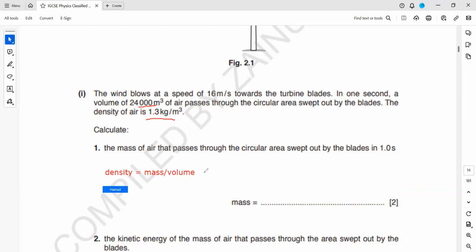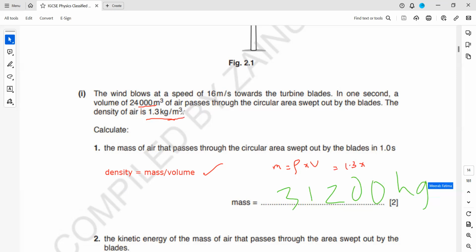So density is mass over volume. So if we need the mass, mass will be density times volume. Density is 1.3 because it is already in kilogram per meter cube, and volume is already in meter cube. So we multiply. We got 31,200 kilogram. When the value is too large or too small, the best thing is to write it in scientific form, like 31.2 times 10 to the power 3 kg. This is not wrong, but you can also represent it in exponents.